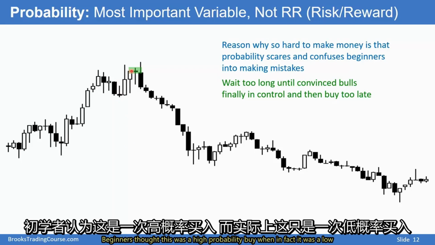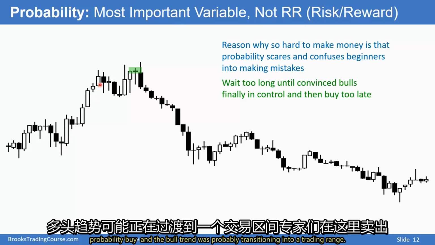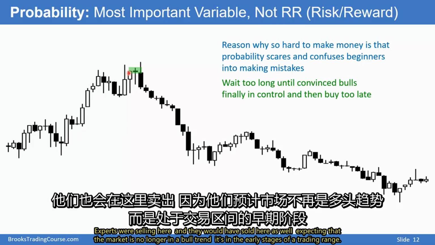Beginners thought this was a high probability buy, when in fact it was a low probability buy, and the bull trend was probably transitioning into a trading range. Experts were selling here, and they would have sold here as well, expecting that the market is no longer in a bull trend, it's in the early stages of a trading range.